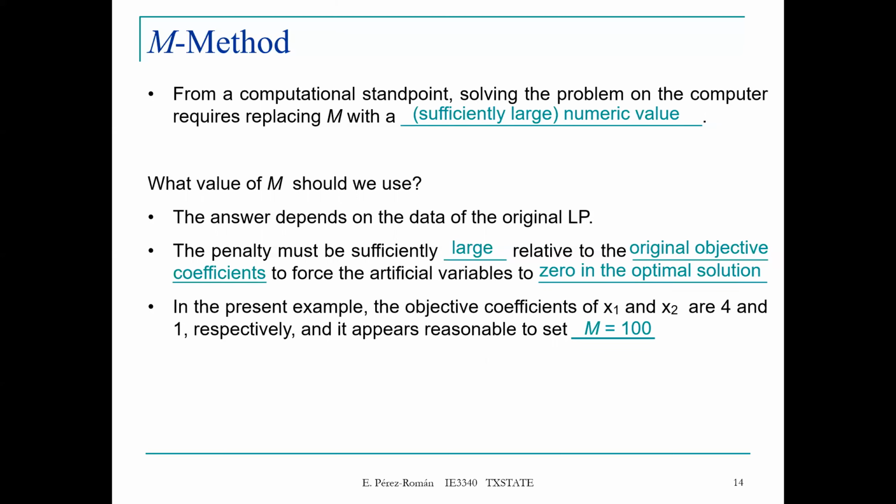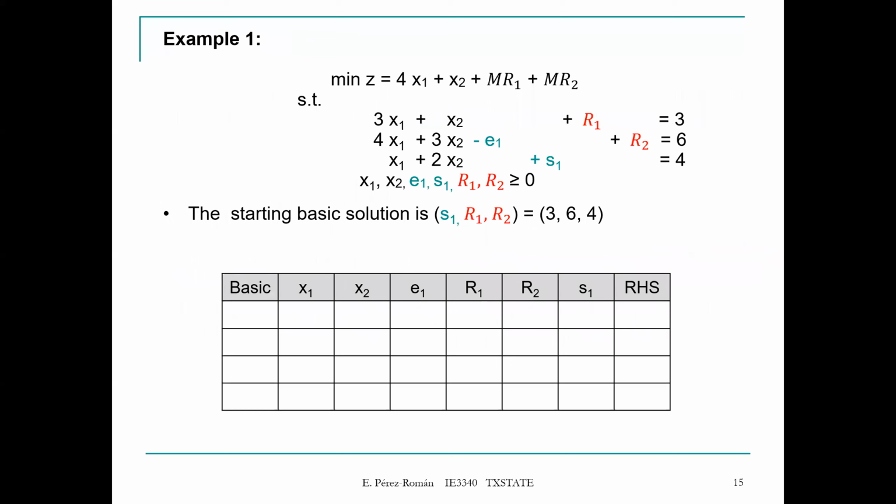So 100 is fine. If we were dealing with coefficients of 100 or 200, then maybe we should go to 10,000 for the value of M. So we can go two zeros up from the coefficients present in the objective function. So this is the new formulation.